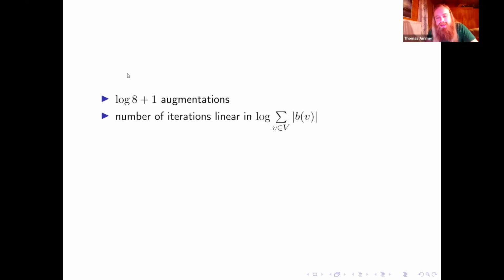Although that might seem like a small difference, in the end, it will make a big difference because now we need only 4 augmentations, and that's the binary logarithm of 8 plus 1. And in general, we would need a number of iterations that is linear in the binary logarithm of the sum of the absolute values of the balances. And that is a much faster algorithm.